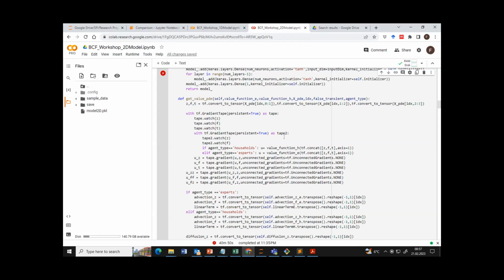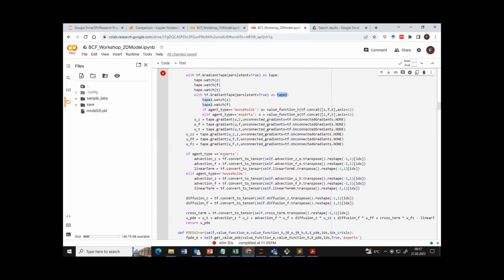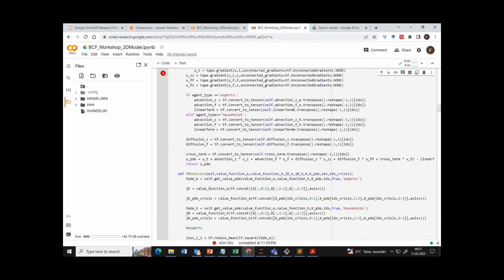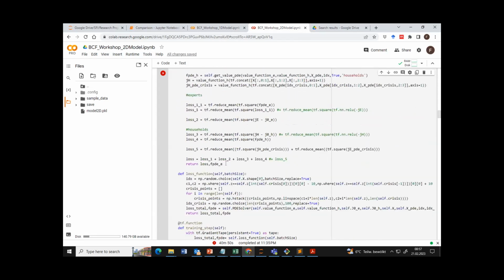You not only use tape, but you also use tape 2. But other than that, the concept is exactly the same. You use automatic differentiation to compute these derivatives. Depending on whether the agent is expert or household, you use a different function and you compute the loss residual. This here is the PDE solver, which aggregates all of the loss.